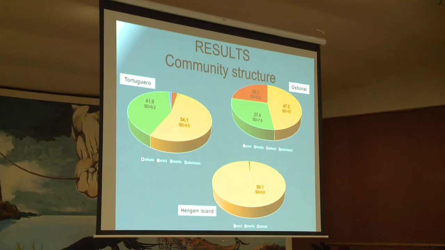The community structures are different. What is very, very strange is that in Chelonia mydas in Tortuguero, we have more or less the same community structure as Lepidochelys olivacea in Ostional, so in Costa Rica. But in Iran, we have a totally different community structure made only by erect diatoms. So this means that there are other factors that change this community structure.